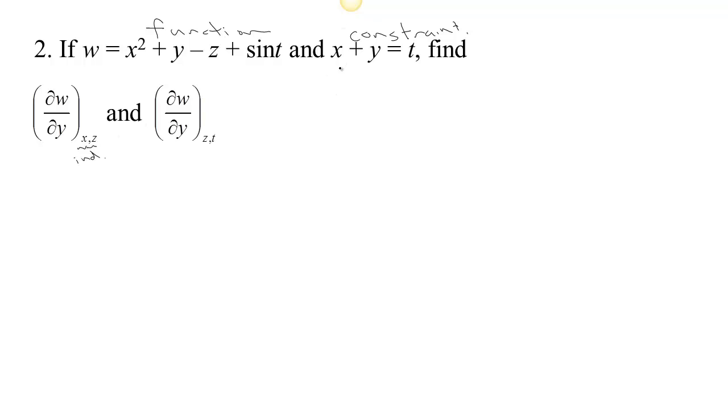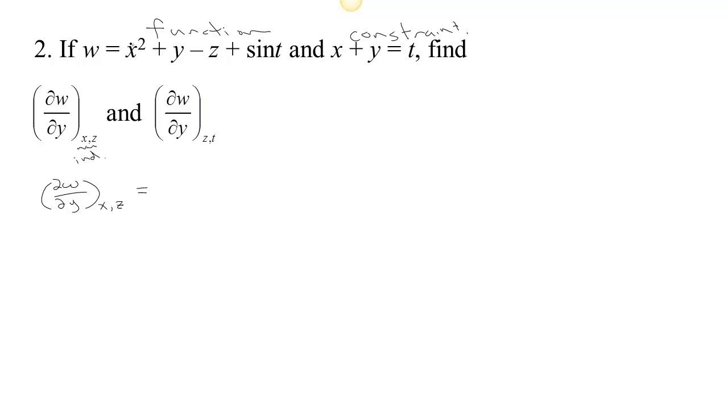If x and z are constant, then changing y will affect t, right? So t is a dependent variable. Let's see what happens in this case when we go to take dw/dy, allowing x and z to be independent and therefore constant when we take the derivative. Okay, so we take the derivative with respect to y.